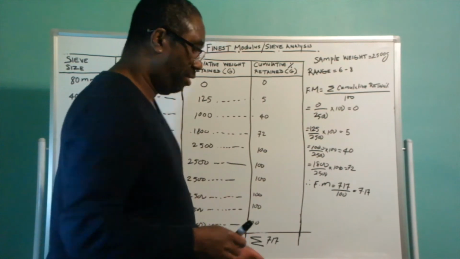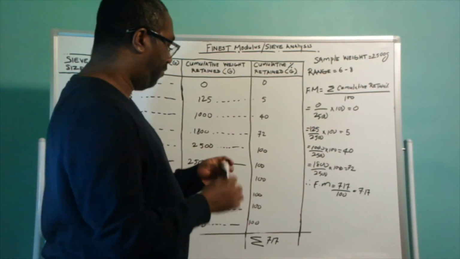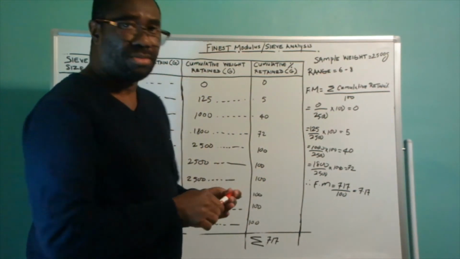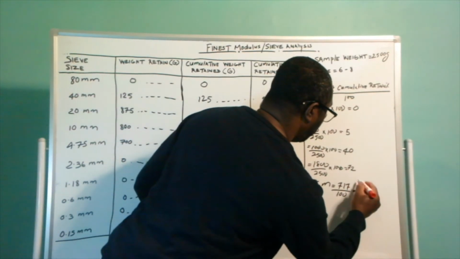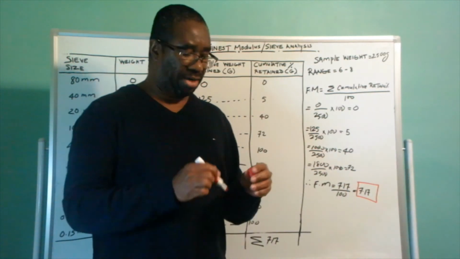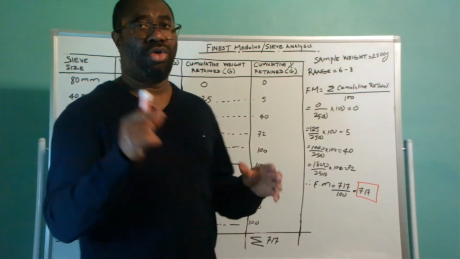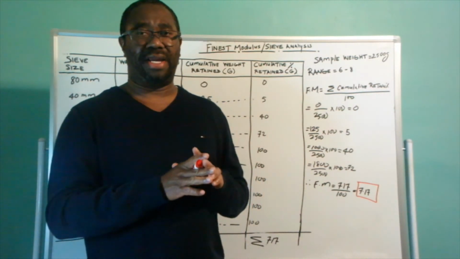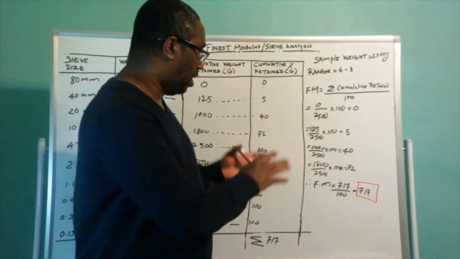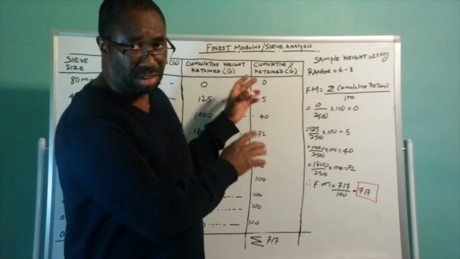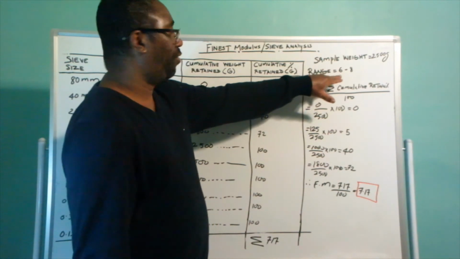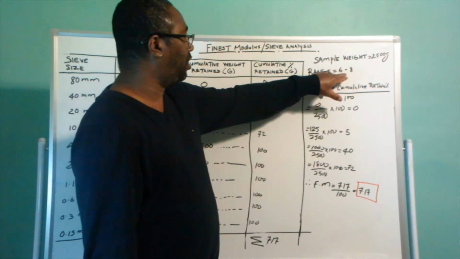Right? So there we have it. Our fineness modulus works out to be 7.17. And one thing I want to point out to you is how you can verify if your fineness modulus for your coarse aggregate is suitable for your concrete mix. The range of the fineness modulus for your coarse aggregate should be between 6 and 8.